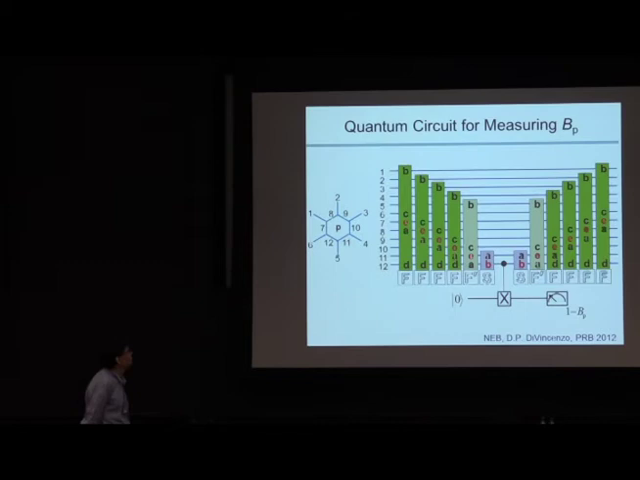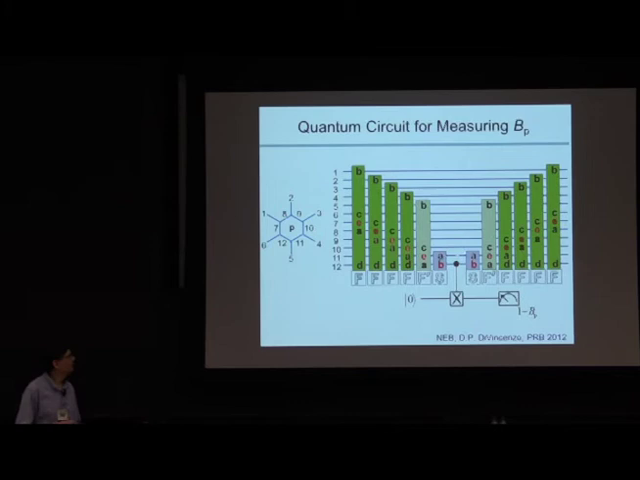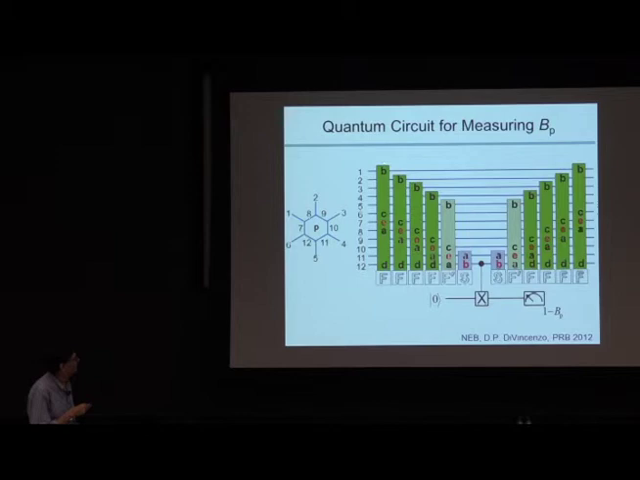So this is what the circuit looks like. Remember, in each of these green boxes there's that F circuit I showed you. And then this is the circuit that measures the tadpole. So this is the plaquette reduction, measure the tadpole, plaquette reconstruction.